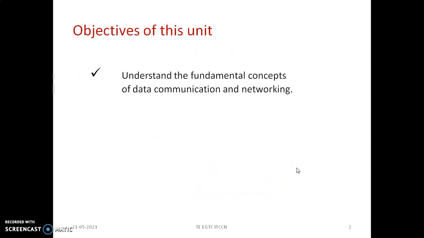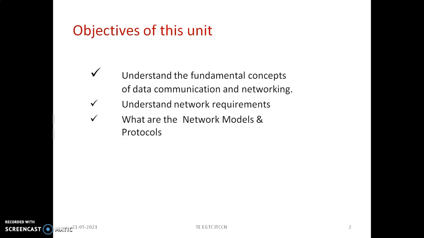Now objectives of this unit are, so it is expected that when we learn this unit, students should be able to understand the fundamental concepts of data communication and networking. Next objective of this unit is to understand the network requirements. If you are supposed to learn and design any network, then what are the basic requirements of that network design?